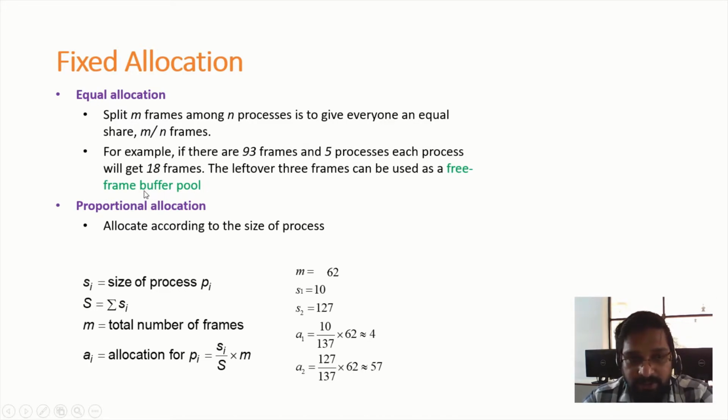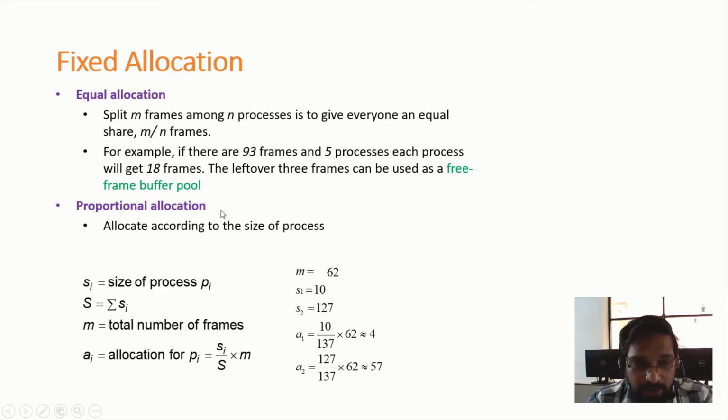So what is the significance of this free frame buffer pool? For example, for process P1, in order to complete its execution, we have allocated 18 frames in total. But process P1 needs additional frames to complete its execution. In such a case, we get these additional frames from this free frame buffer pool. Next we move to proportional allocation.